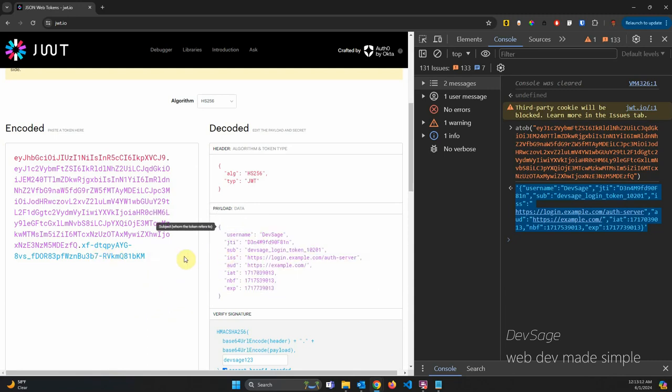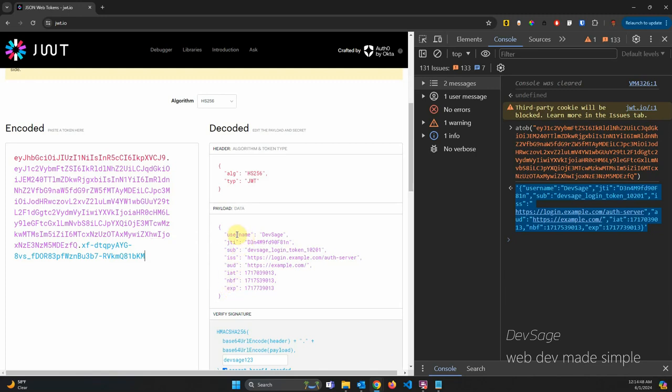The thing about these claims is they're pretty much always optional. You don't have to define all of these all of the time. However, it's probably a good idea to at least always have an expiration, just so you have some mechanism for invalidating JWTs whenever you need to.